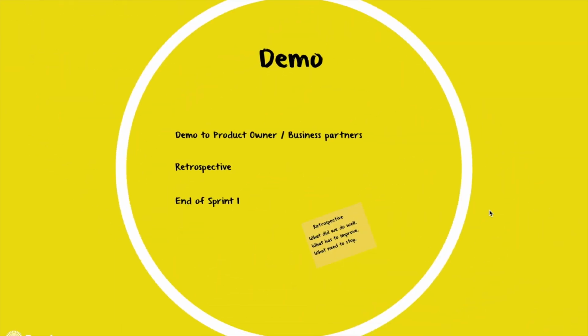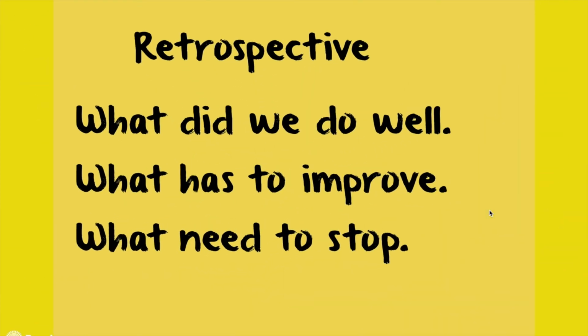At the end of each sprint, there will be a demo to the product owner and the business partners on all the user stories done in the current sprint. After the demo, there will be a retrospective event or meeting. In the retrospective meeting, the team members will cover 3 points: what did we do well, what has to improve, what needs to stop. This will help the team to improve continuously from one sprint to another sprint.